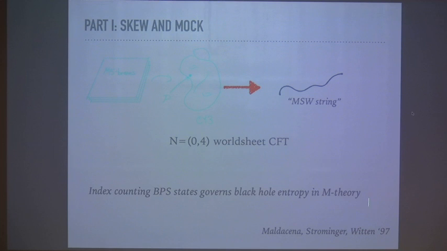So these gentlemen considered the following situation in M theory in order to describe the entropy of black holes. Consider an M5 brane or a stack of M5 branes wrapped on a 4-cycle, which I'll denote as P, in a Calabi-Yau threefold. You'll get a string in 5 space-time dimensions, which we refer to as the MSW string after these authors. And on the world sheet of the string, there's (0,4) supersymmetry. And they proposed that this world sheet conformal field theory governs the entropy of these kinds of black holes in M theory.